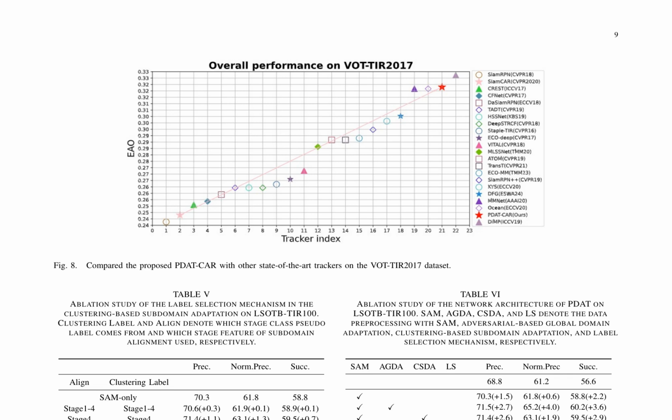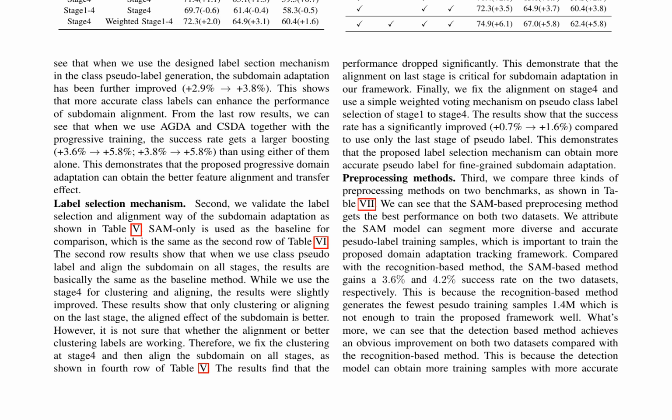in this framework. Fixing the alignment on stage 4 and using a simple weighted voting mechanism on pseudoclass label selection of stage 1 to stage 4 yielded significantly improved results, with a success rate increase of +0.7% and +1.6% compared to using only the last stage of pseudolabel. This demonstrates the effectiveness of the proposed label selection mechanism in obtaining more accurate pseudolabels for fine-grained subdomain adaptation.